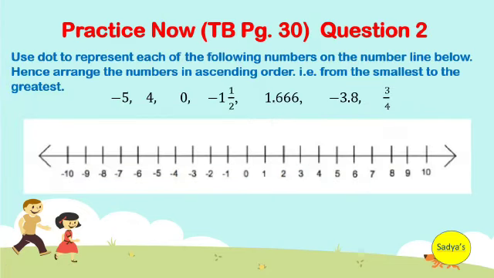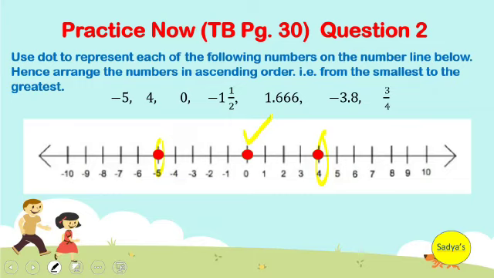In question number 2 of practice now given on textbook page number 30, we have to use dot to represent each of the following numbers on the number line below. Hence, arrange the numbers in ascending order, that is from the smallest to the greatest. Now starting with the first number, minus 5. Minus 5 is here. So we place a dot to represent this number on the number line. 4 is here. So we put a dot over here. 0, this one. So we put a dot here.